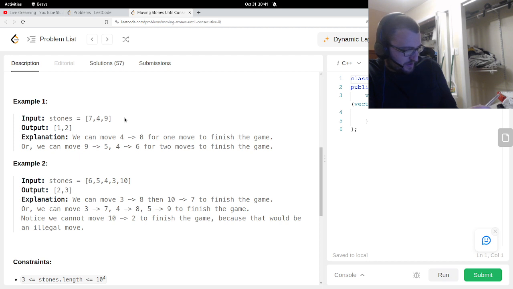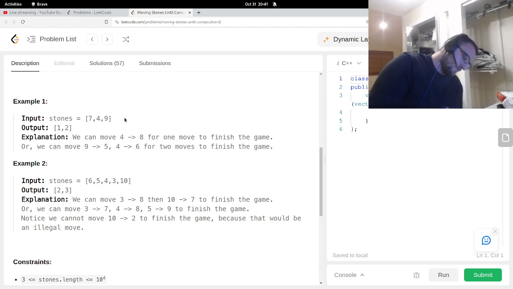It's a pretty interesting question. How do I get the minimum number of moves? How do I get the maximum number of moves? I think I don't really have an answer for the minimum number. It's probably the first thing that I should try to think through here.